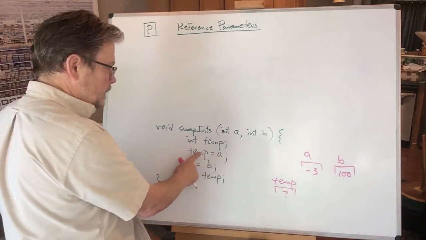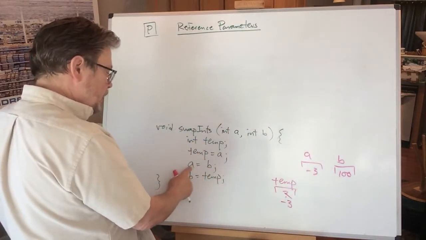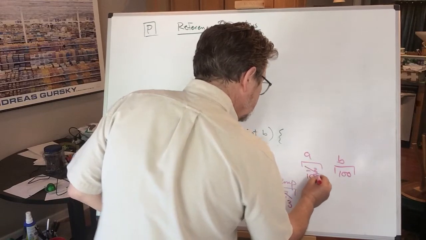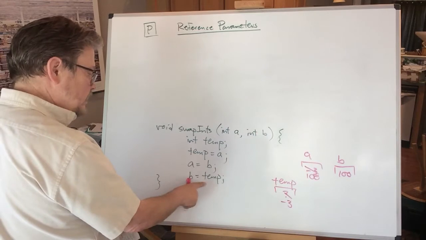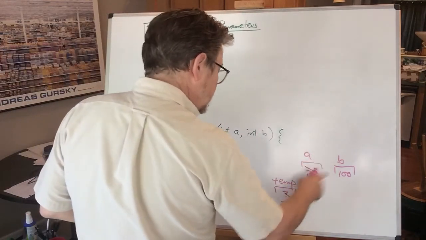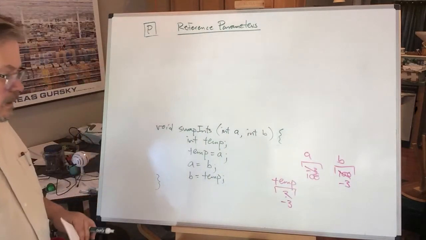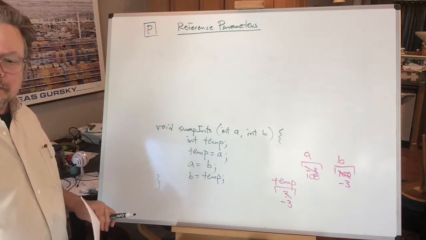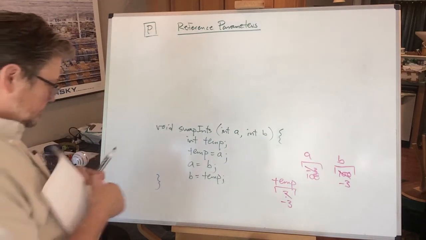Take the value of A, make that the new value of temp, -3. Done. Take the value of B, make that the value of A. 100 becomes the new value of A. Done. We're almost there. I think, yeah, one more. B equals the value of temp. B equals temp, -3. And voila, as if by magic. Now A is 100 and B is -3. Okay. Seems to work okay.